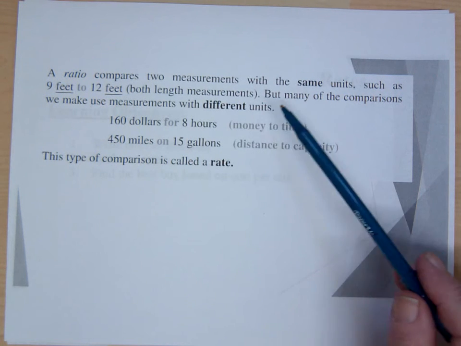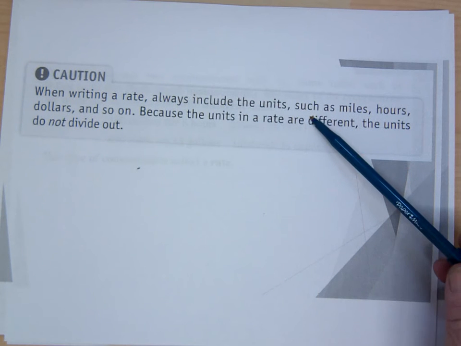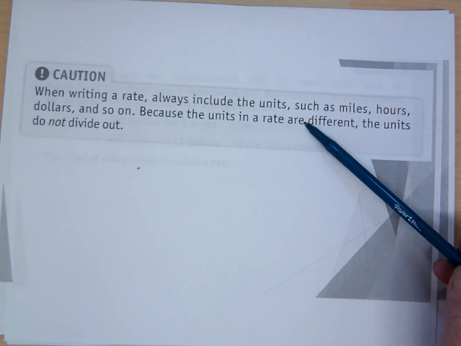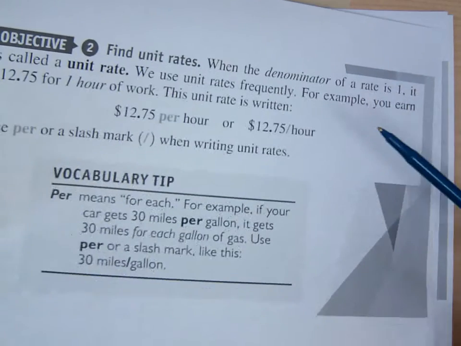The units are different. Now when writing a rate, always include the units such as miles, hours, dollars, and so on, because the units in a rate are different. They will not cancel out with each other.